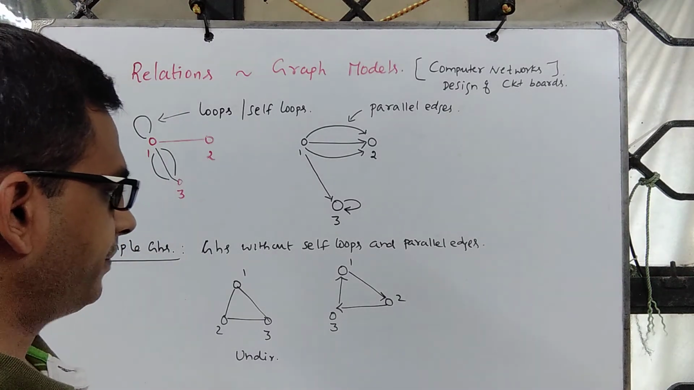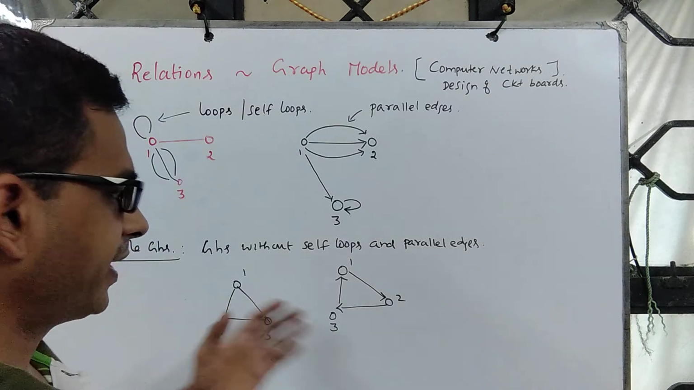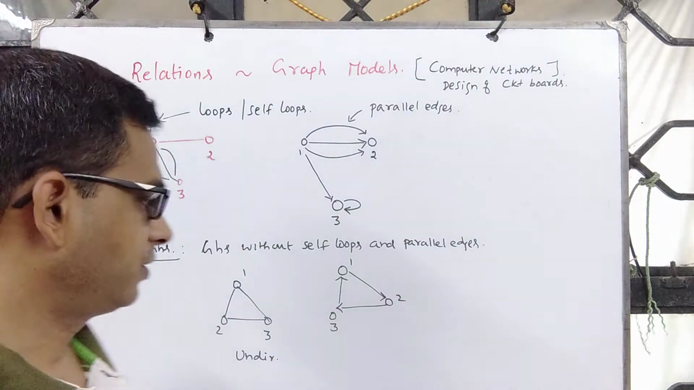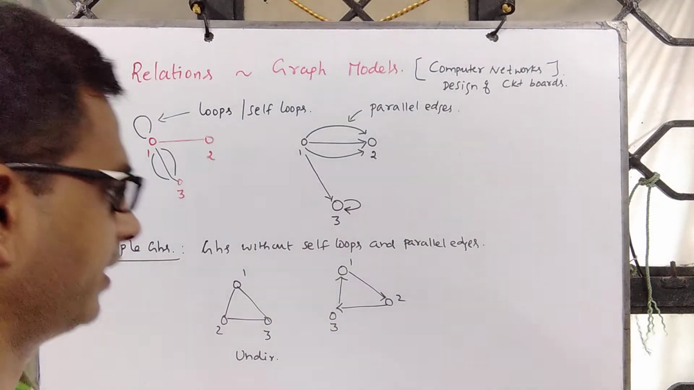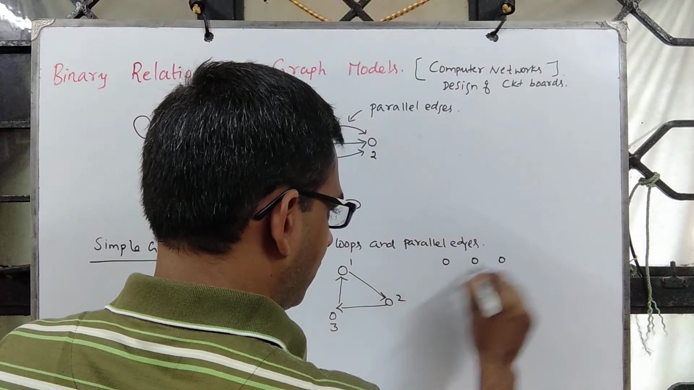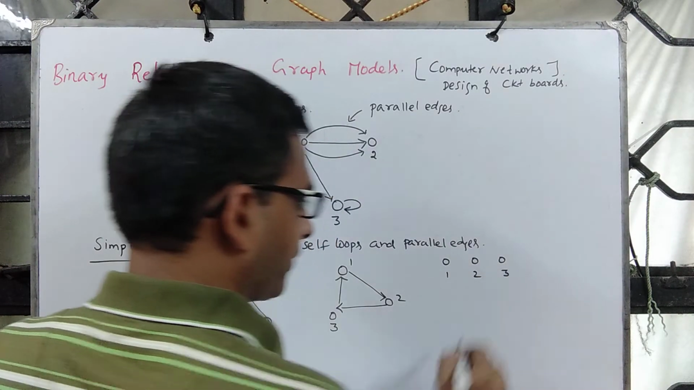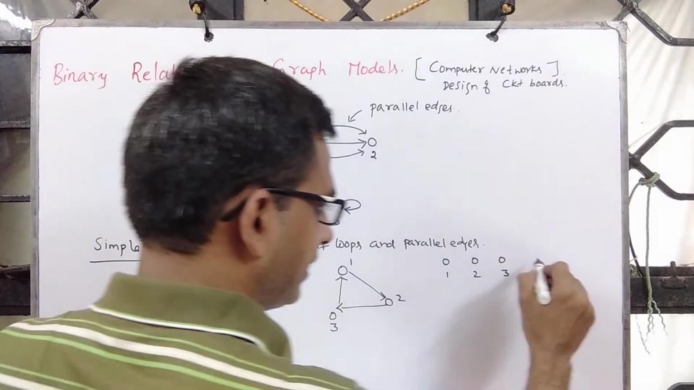Now, the interesting part is, on 3 vertices, one can list many undirected graphs. One can list many directed graphs. Now, how many are there? For example, if you look at 1, 2, 3, this is a graph. It's a graph in which the edge set is empty.